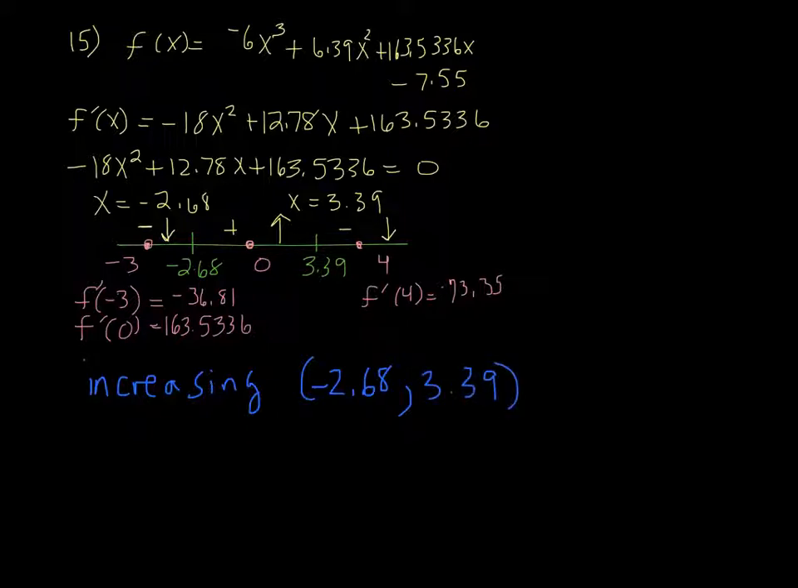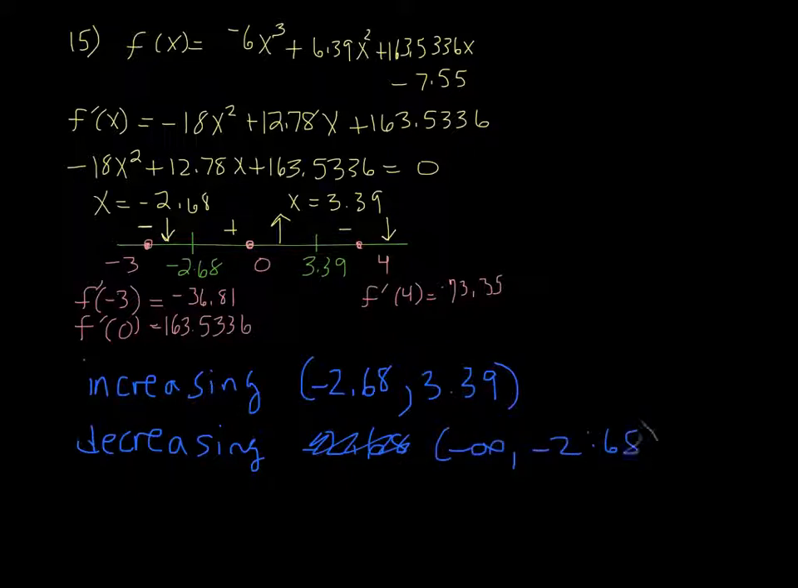It's decreasing. All you need is the endpoint, so from negative infinity to negative 2.68 for the first blank on your paper or in MOM, and then it's also, well, I'll just write it out. It's negative infinity to negative 2.68. And then also the 3.39 to infinity.